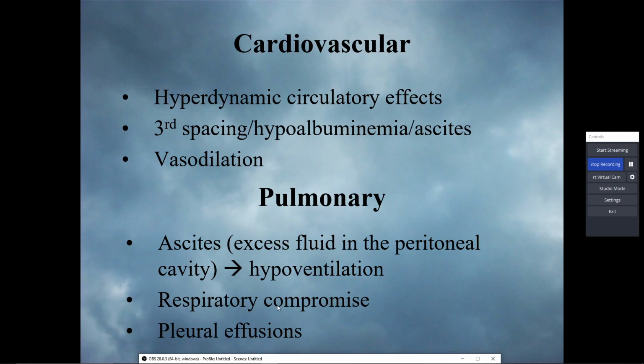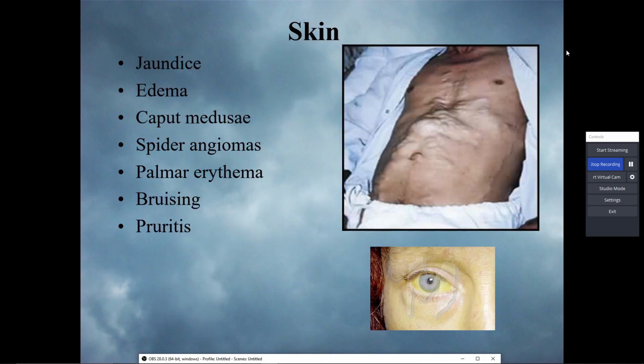Not just that, you can get pleural effusions just purely from the amount of back pressure and fluid being pushed out of the blood vessels due to a lack of albumin. So you can see some of the skin alterations that take place here. Those spider angiomas are wicked.